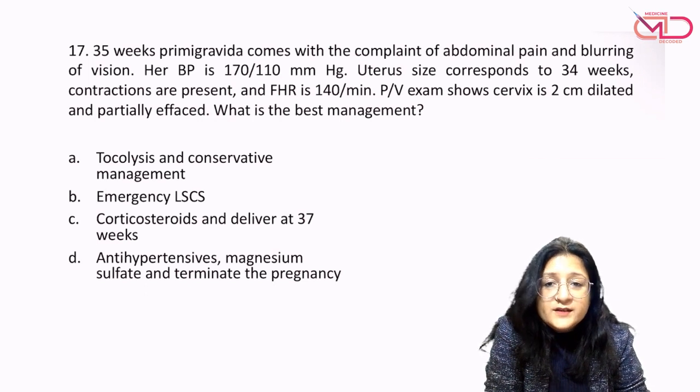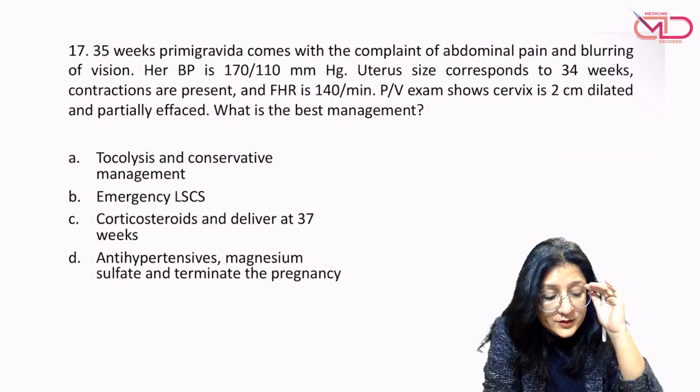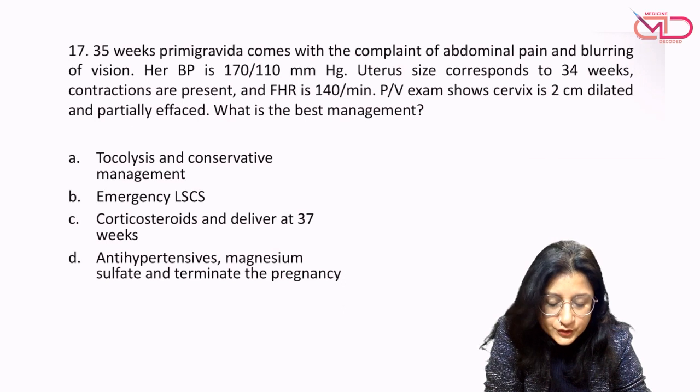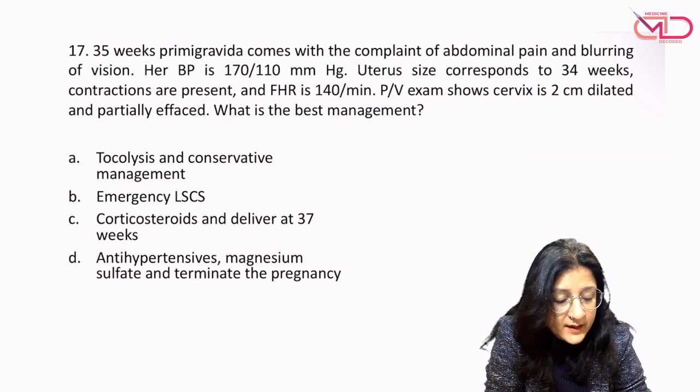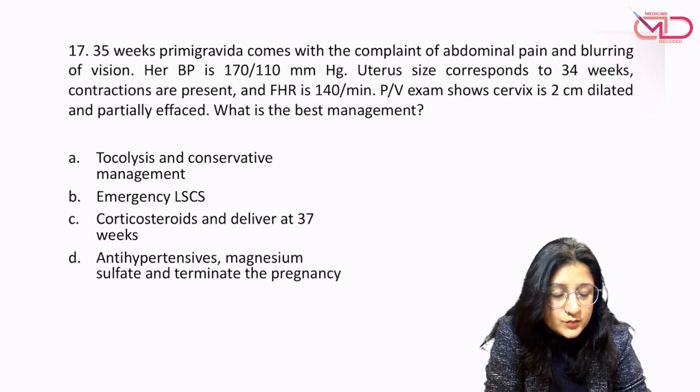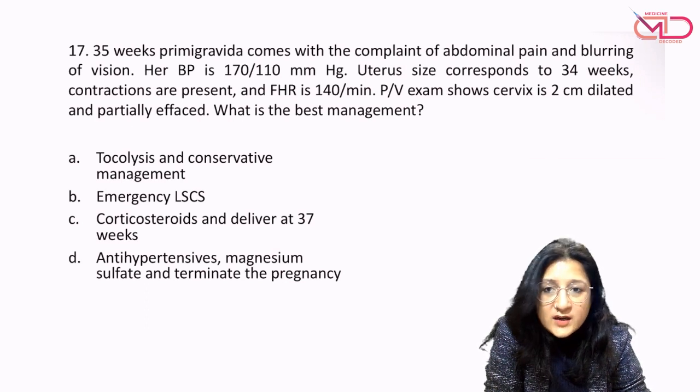A 35 weeks primigravida comes with the complaint of abdominal pain and blurring of vision. Her blood pressure is 170 by 110. Uterus size corresponds to 34 weeks. Contractions are present. Fetal heart rate is fine. Per vaginal examination shows she is 2 centimeter dilated and partially effaced. What's the best management, right?